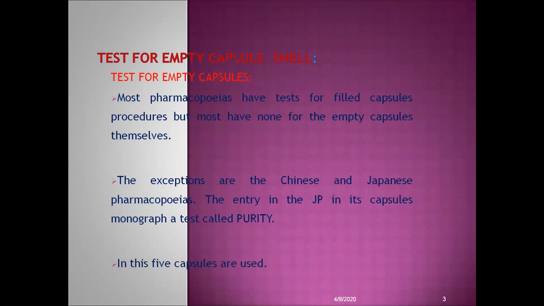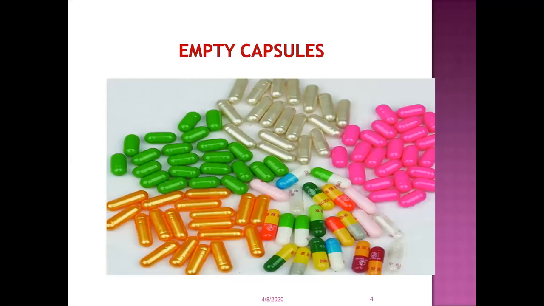Let us look into the test for empty capsules. In most of the pharmacopoeias, they have tests for filled capsules, but none for empty capsules. The exceptions are the Chinese and Japanese pharmacopoeias. In the JP, the entry for empty capsules says that only 5 capsules are used.